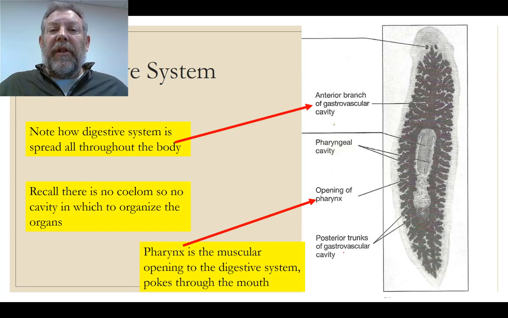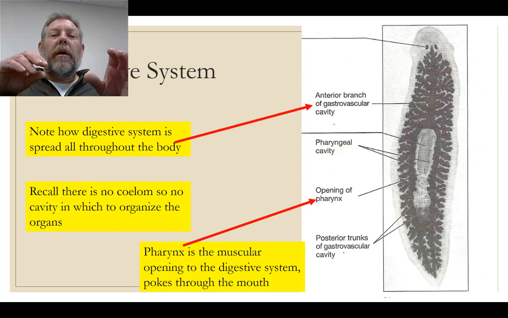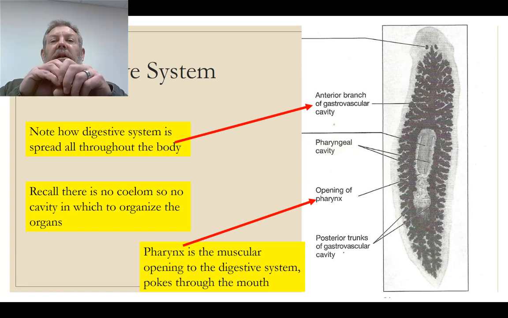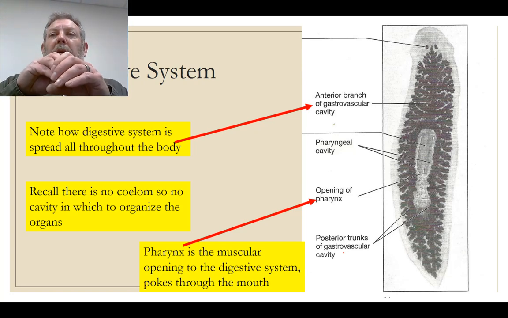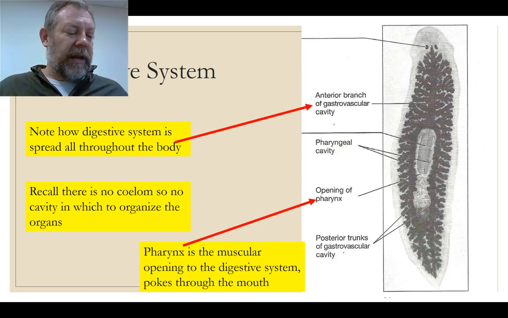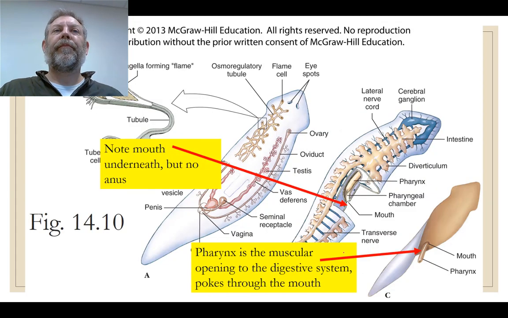Now the mouth is the opening, the slit on the ventral surface, basically. And the pharynx is the muscular end of the digestive system that can poke out through the mouth. So the mouth and the pharynx aren't the same thing. The pharynx sticks out of the mouth, and they can extend it if they want to pick up food, and they can retract it if they need to. And we'll look at this in lab.